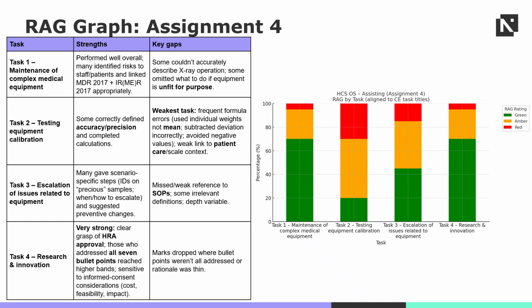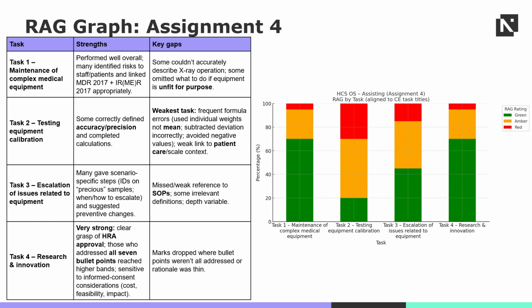For task 2, testing equipment calibration, this was the weakest task. Many made mistakes in maths, using the 5 individual masses instead of the mean, subtracting deviation the wrong way, or avoiding negative answers. Even when accuracy or precision were defined, learners didn't always relate them to the patient scale context or explain why correct calibration matters for patient care. This drives the larger amber and red in the chart.